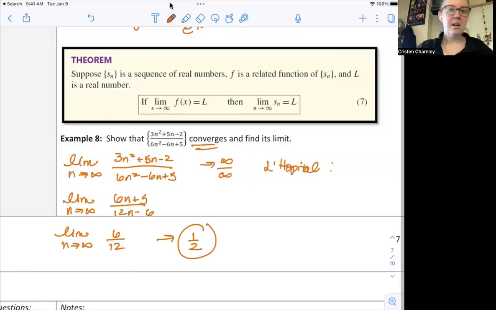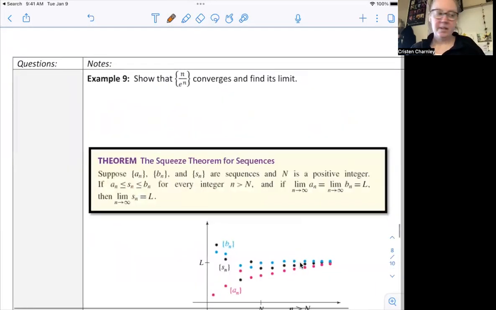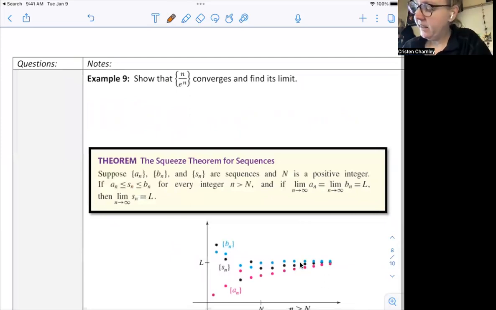Example 8. All right, we're good with that. Example 9, show that this converges and find the limit.